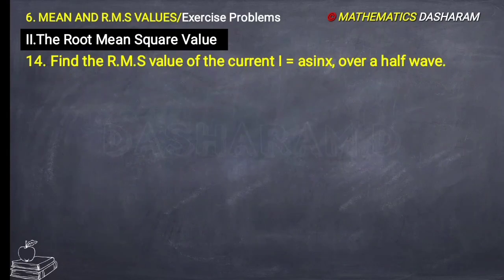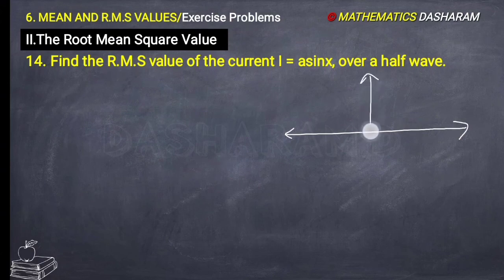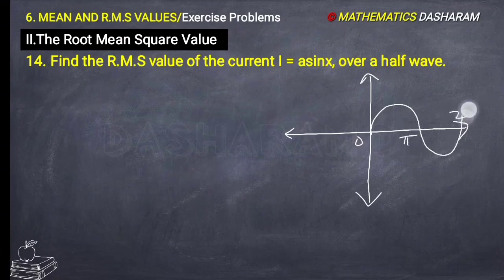14th question: find the RMS value of the current I equals A into sin x over a half wave. So actually the graph of sin x, that means A sin x, this is a graph of sin x. Here 0, here it is pi, and here is 2 pi. This is one wave, one complete wave, 0 to 2 pi. He said half wave. Half wave means 0 to pi. So the limits are 0 to pi.